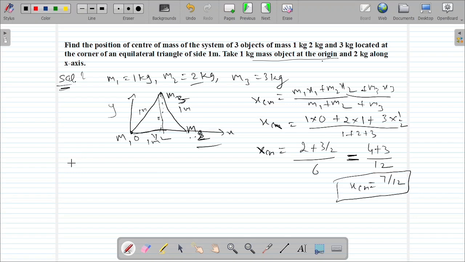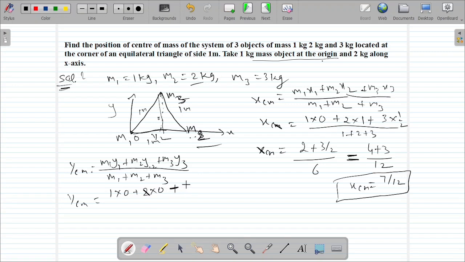Then what about along the y axis? So YCM equals the same formula, m1 y1 plus m2 y2 plus m3 y3, for all the particles we have to consider, divided by m1 plus m2 plus m3. So YCM equals m1 is 1, y1 is 0 only, plus y2, which is horizontal. This m2 object is also on the 0 axis of y, so it is also 0. 2 into 0 plus m3, which is 3, into the distance.